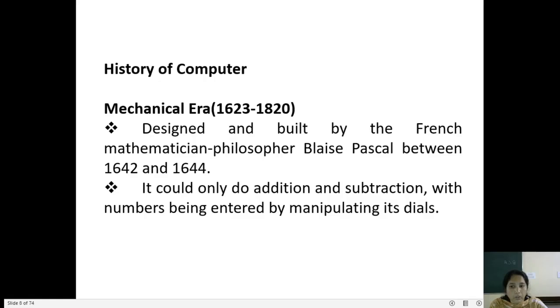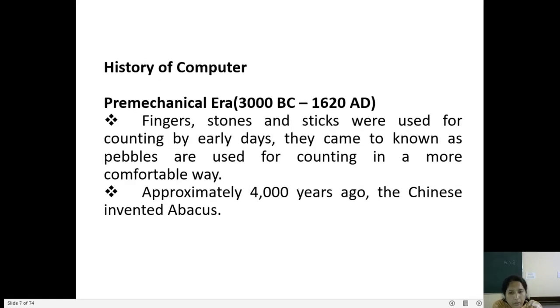When you come to the pre-mechanical era, in the olden days, or don't go to the olden days, even now, if you want to do any mathematics or calculation, and if you want to teach your friends, or if you want to do a simple addition problem or subtraction problem when you are in childhood, when you are learning addition or subtraction, generally we don't use a calculator or any other devices.